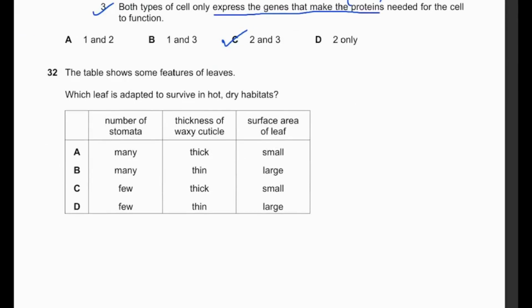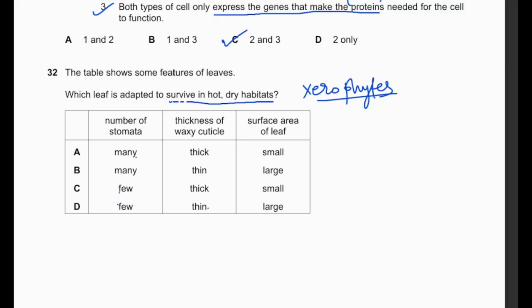The table shows some features of leaves. Which leaf is adapted to survive in a hot and dry habitat? Xerophytes, right? These plants can survive in such conditions. If the number of stomata is many, then their loss of water will be very high, so we will stick to few. Okay, there are 2 options now. But the thickness of waxy cuticle is thick and thin.